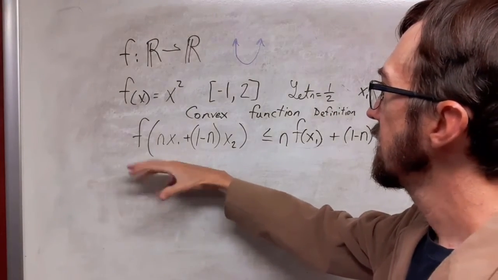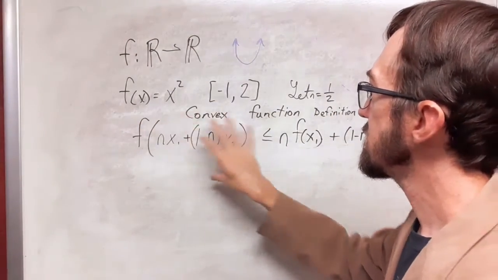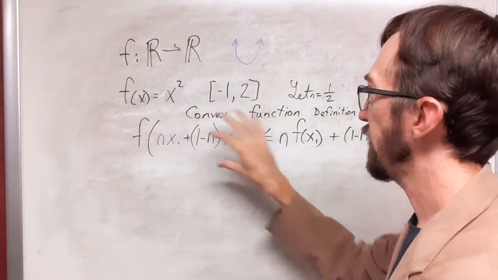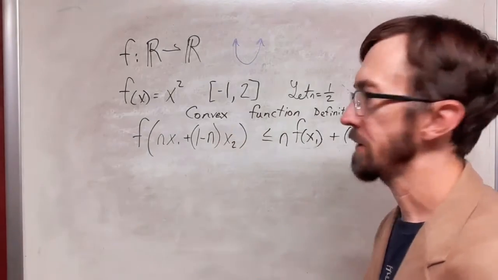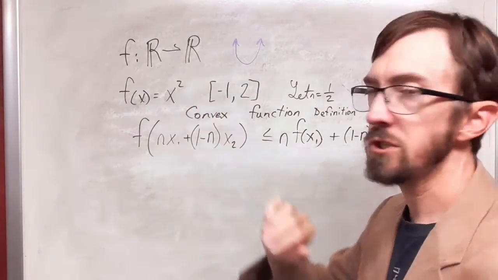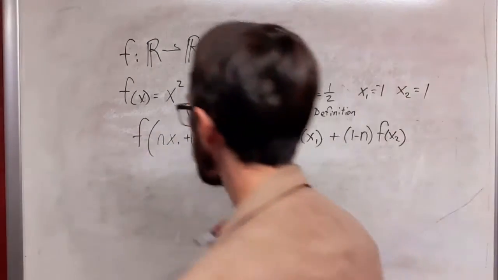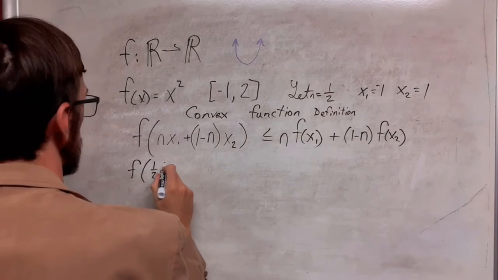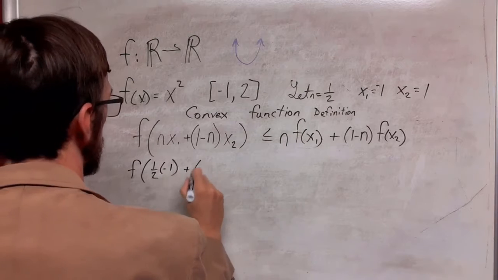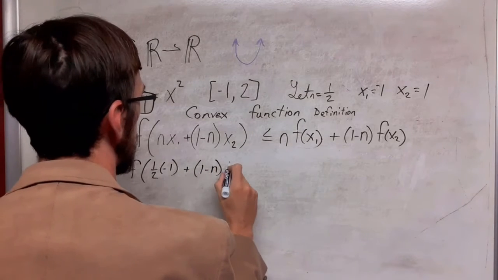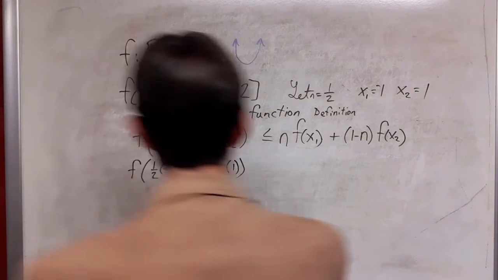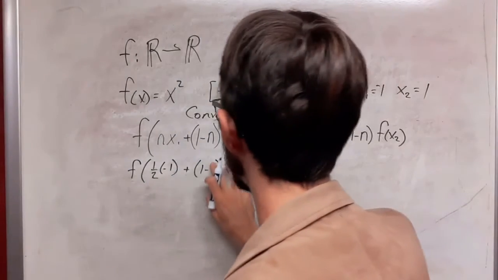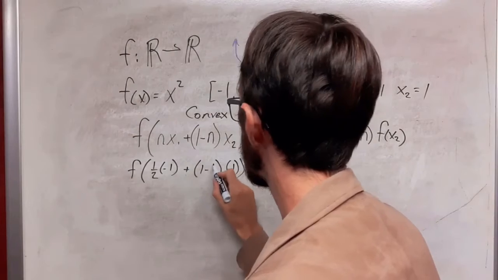The left-hand side is going to place this whole argument essentially in our function. So we have f of this stuff going on here, and we're eventually going to square that since our function is to square. So I have f of 1/2 times -1 plus 1 minus n times +1. So there's the substitution. Once we simplify that, we're going to square this.